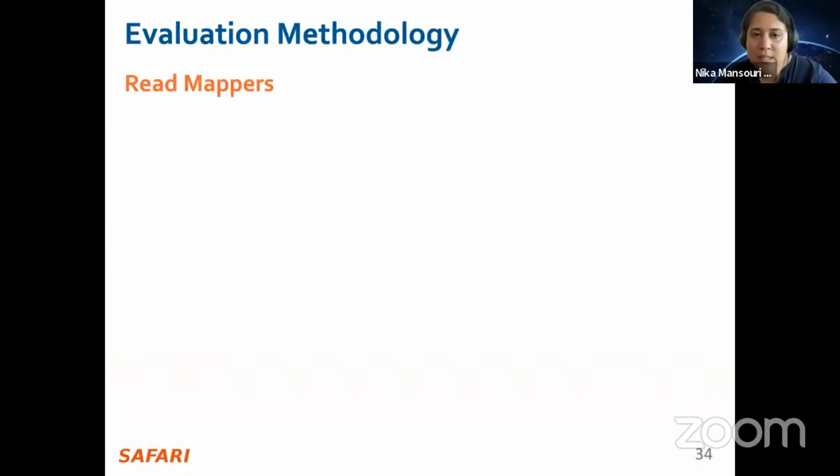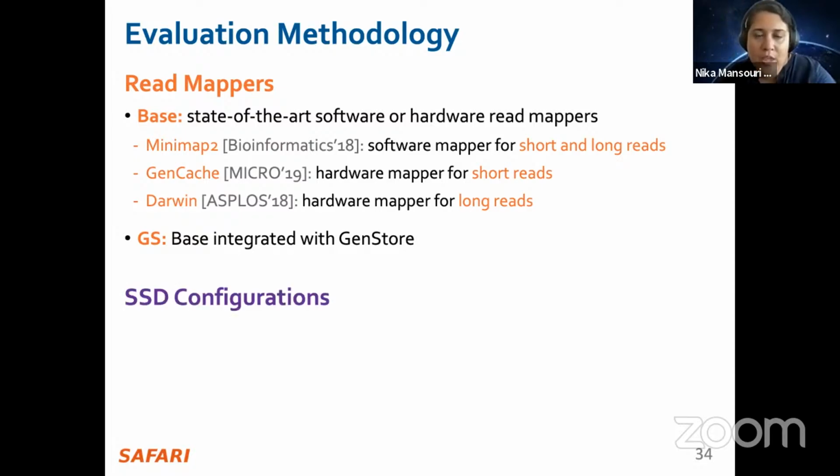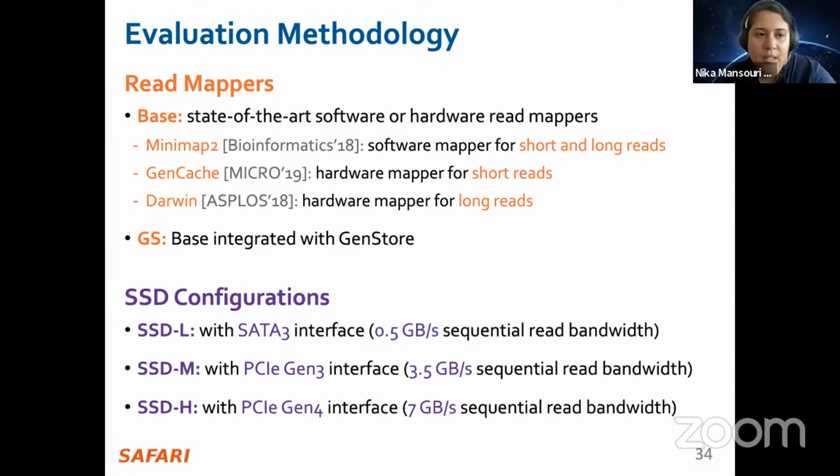We evaluate the following systems: Base, which refers to the state-of-the-art software or hardware read mappers for both short and long reads, and GS, which is the base, whether hardware or software, integrated with GenStore inside the SSD. We evaluate these mappers and systems with various SSD configurations: a low-end, a medium-end, and a high-end SSD. For other details about our methodology, please refer to our paper.